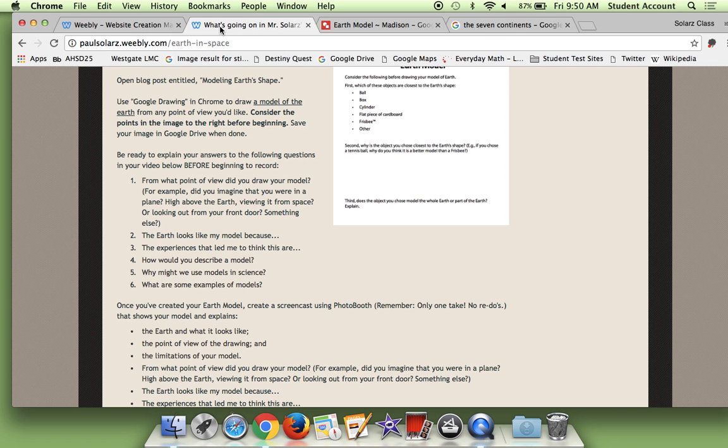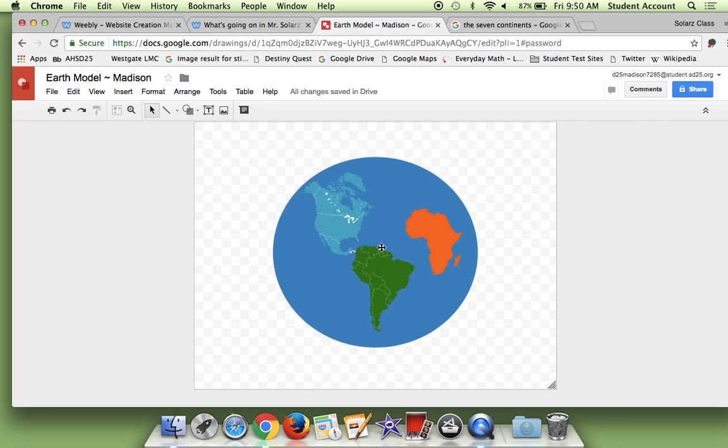The next question is, how does the Earth look like my model? I have the ocean, and then I took some images off the web, and I used a picture to help me know where these go. I feel like the continents look like the continents, and if you just looked at it, it feels like it could be three-dimensional because it's curved.